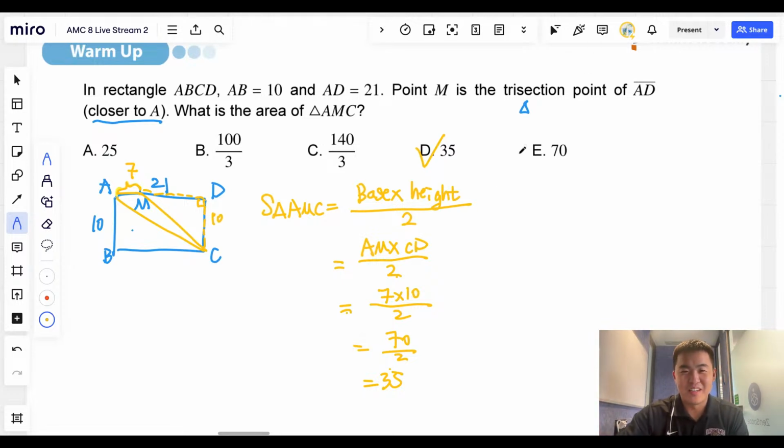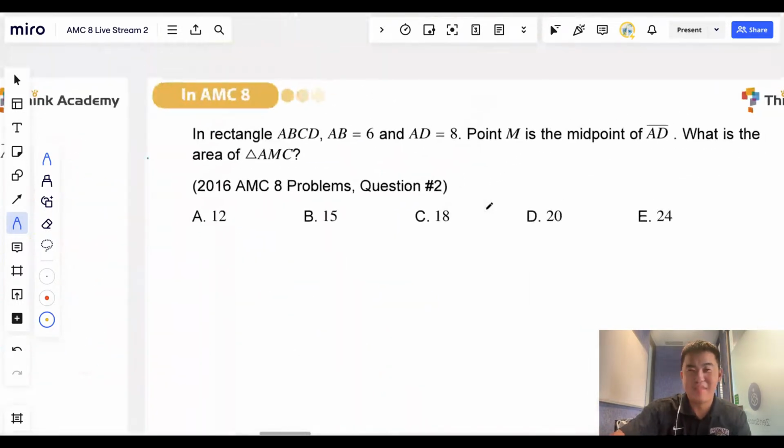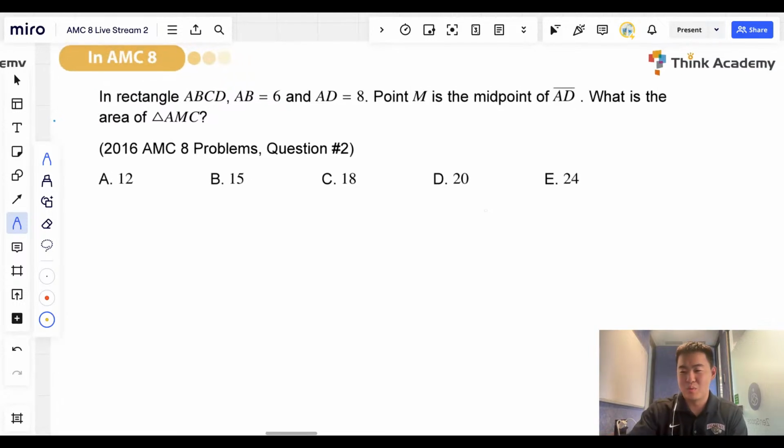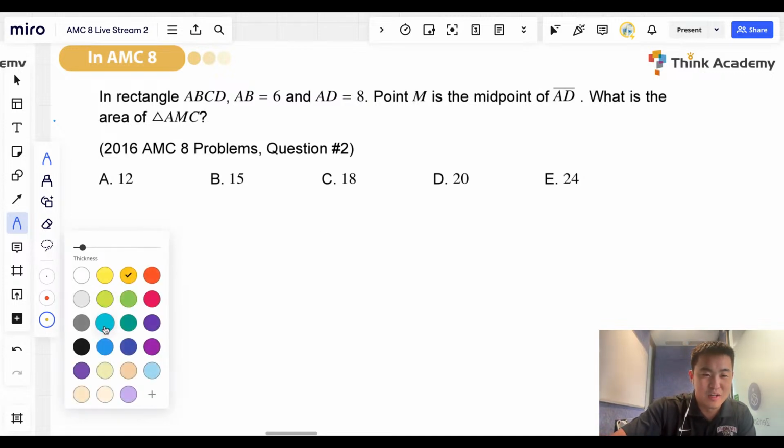That's already done for the first problem, and we can now go to the second one. It should be based on the same technique. The first one is a warm-up and the second one is just an AMC problem, one of the real exam problems. So let's see the second one. In rectangle ABCD, same idea since it's a geometry question. Let's first draw ABCD. I will change to a different color. Okay, so ABCD.